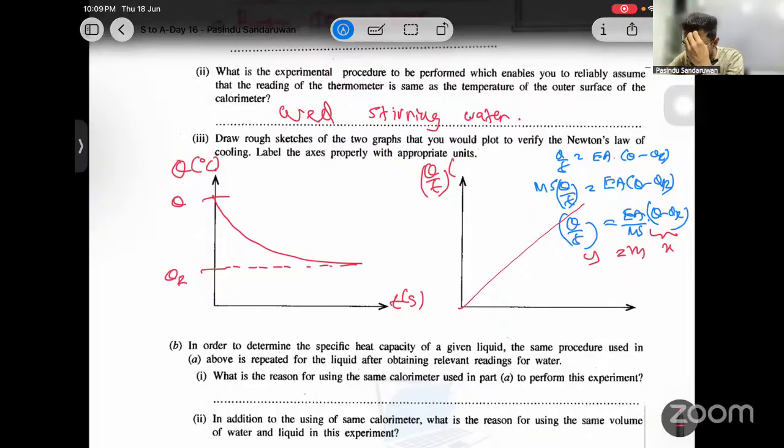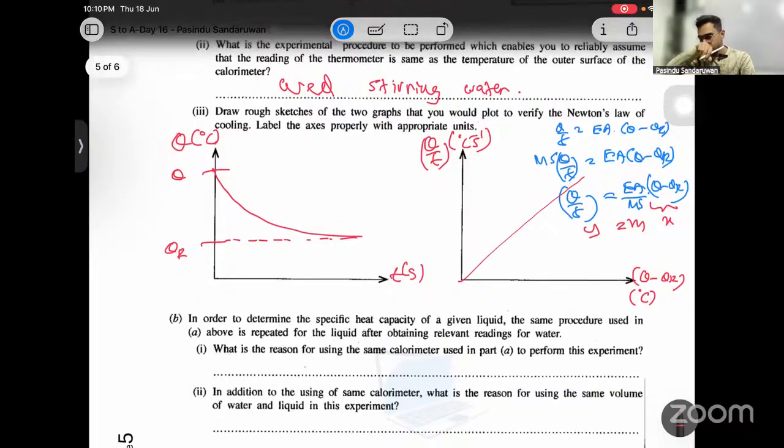It should be measured in degrees Celsius per second, with theta minus theta r in degrees Celsius. In that case, we get y equals mx. These are the two possible graphs to verify this.